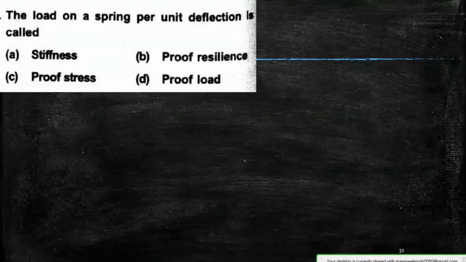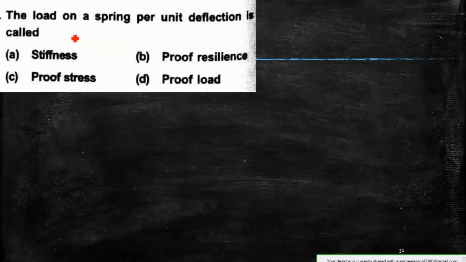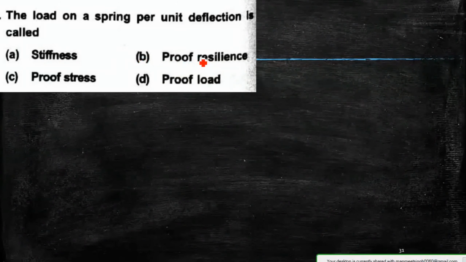Next question, we have the load on the spring per unit deflection is called stiffness, proof resilience, proof stress, or proof load. The correct answer is stiffness.